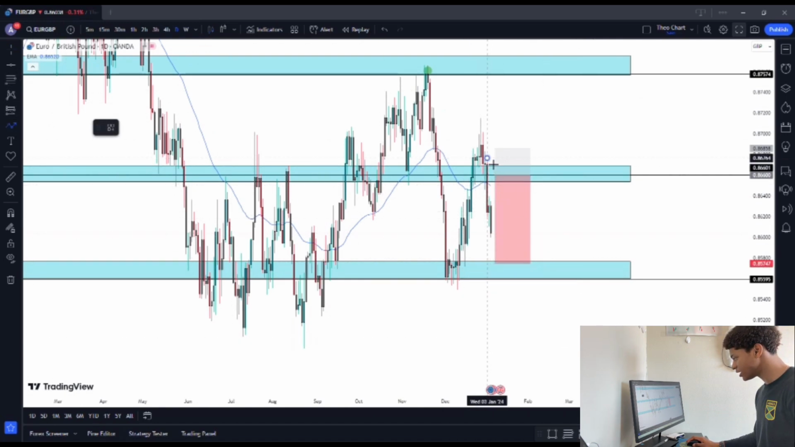So price already rejected underneath the zone because this zone was support, but now it's gonna become resistance. It's also a flip zone in SMC trading. That's what they call it. It's also a flip zone.